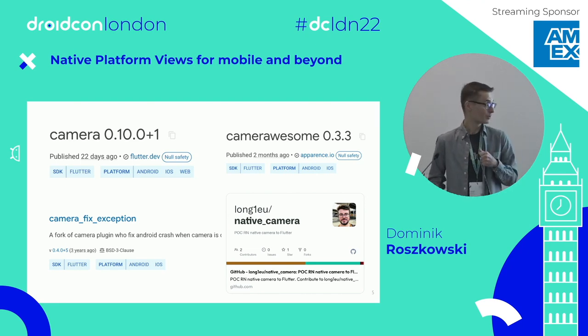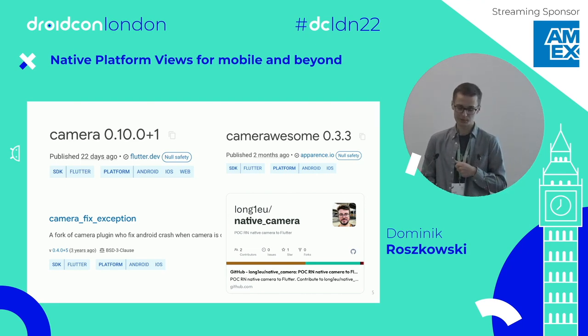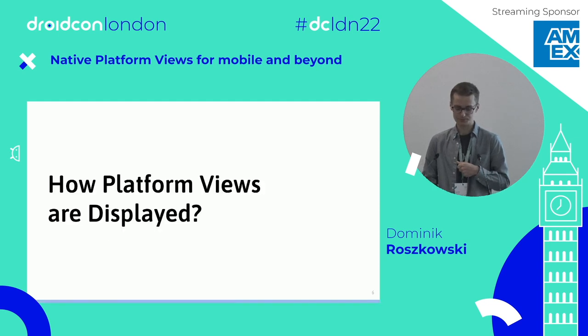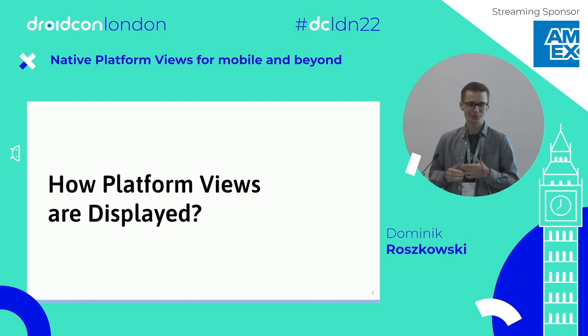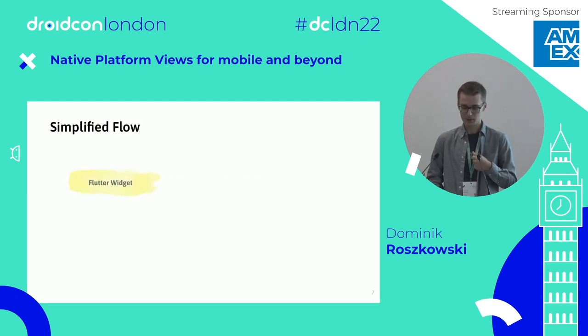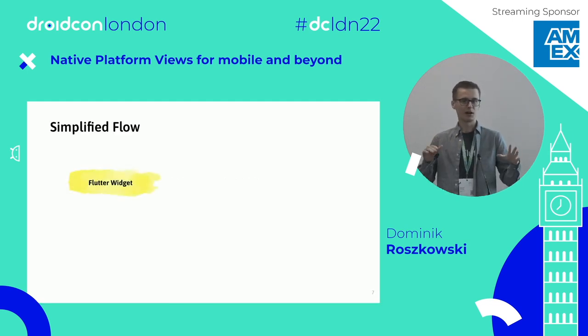There's also a couple of other cool libraries that I can recommend, but we're going to try something on our own. Before we dive into the technical details, how to display the camera view, we just have to do some theory 101 into platform views. So how platform views, which are the native views from Android or iOS, are displayed in Flutter. So we can start with a simplified common flow for both iOS and Android.